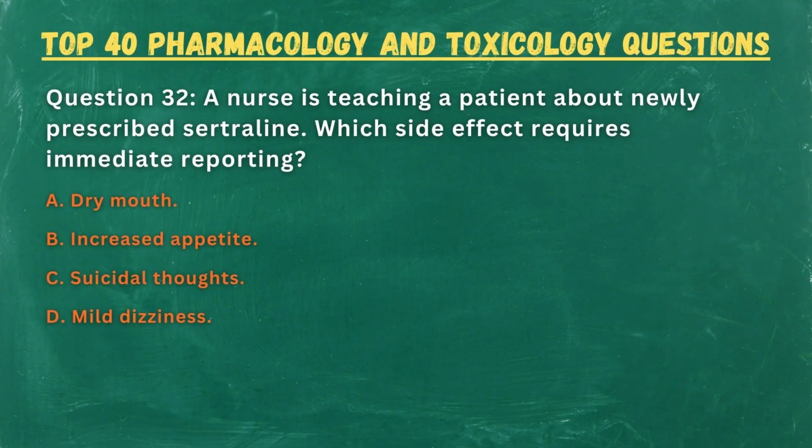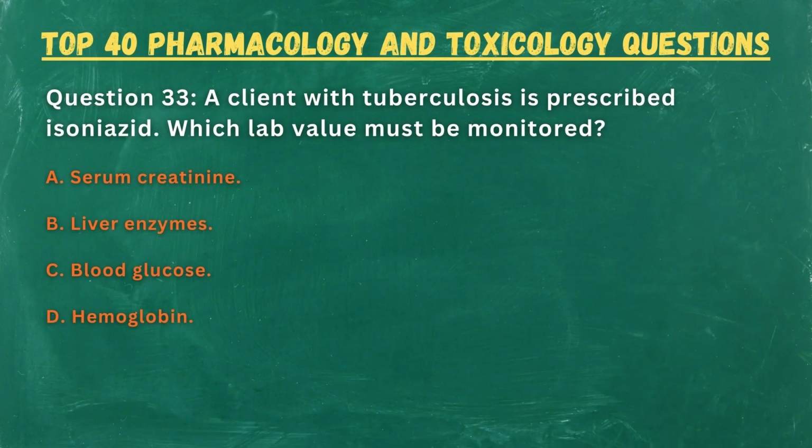Question 32. A nurse is teaching a patient about newly prescribed sertraline. Which side effect requires immediate reporting? A. Dry mouth. B. Increased appetite. C. Suicidal thoughts. D. Mild dizziness. Answer: C. Suicidal thoughts.